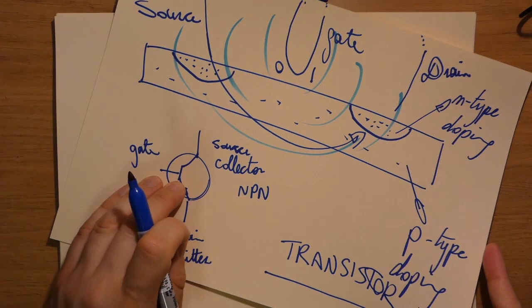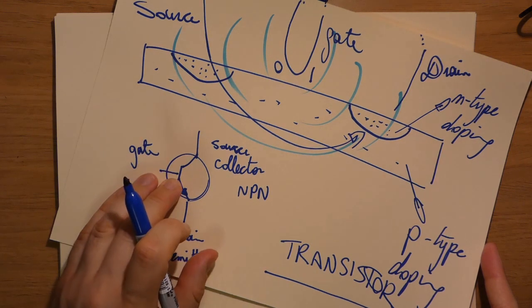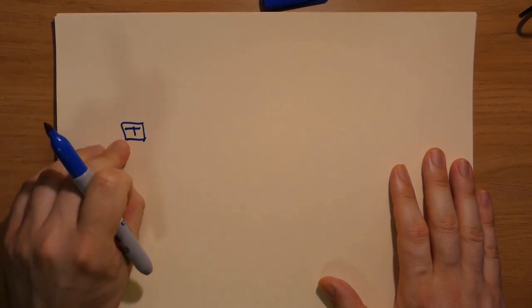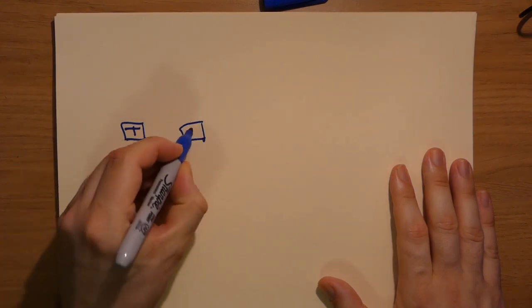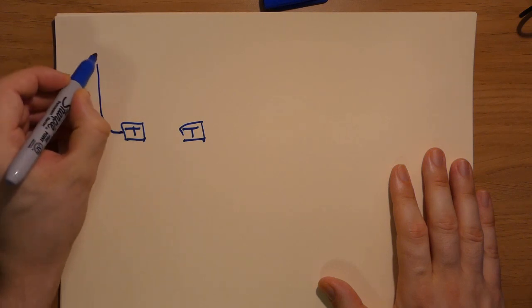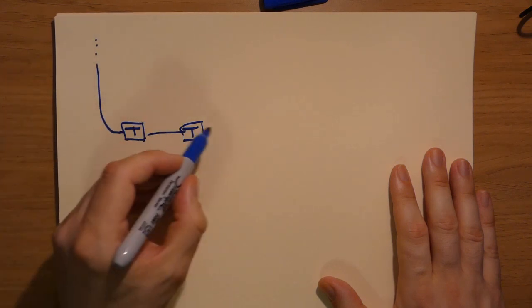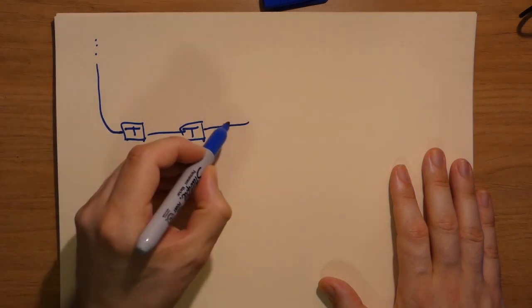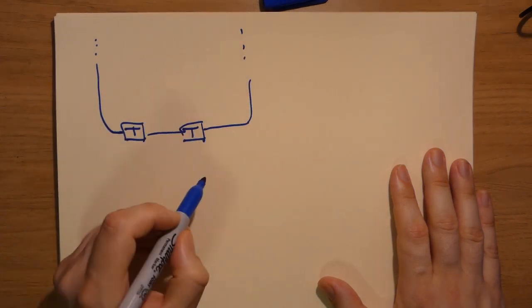Now, this is the symbol for transistors. I am just going to be lazy here, and I'm going to represent a transistor as a box with a T in it. I can have 2 transistors. Again, you imagine a closed circuit.